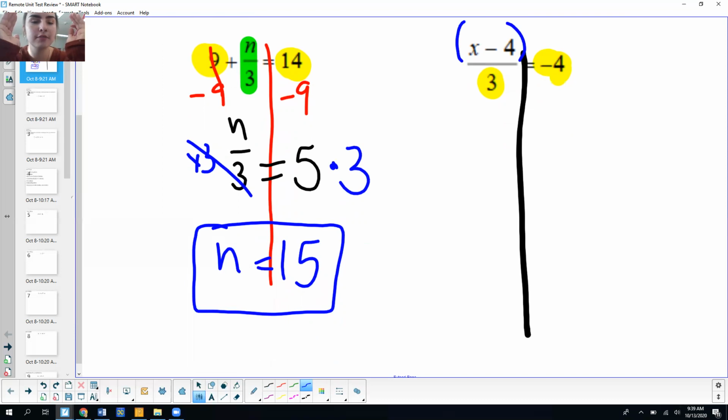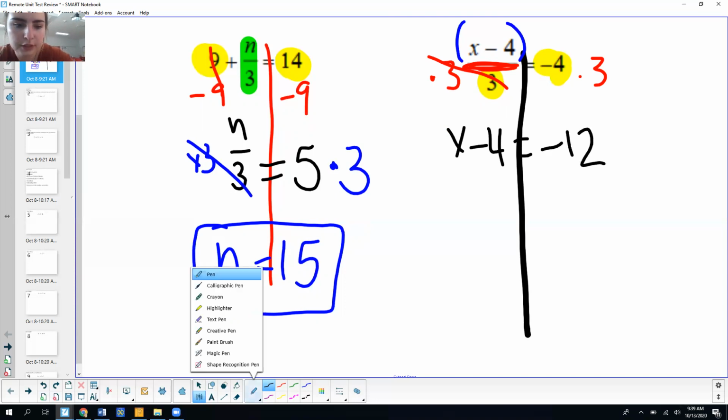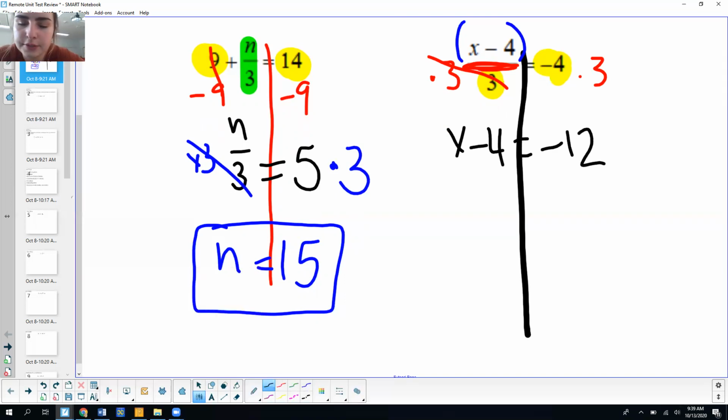So to get that x minus 4 by itself, I need to go ahead and undo that division by 3. So I'm dividing x minus 4 by 3. So that line here, remember, that means division. So to undo division, I'm going to go ahead and multiply both sides by 3. That's going to cancel. I'm going to go ahead and bring down x minus 4. Now that expression's by itself. And then I've got negative 4 times 3, which is going to give me negative 12. And finally, we've got x minus 4 equals negative 12.